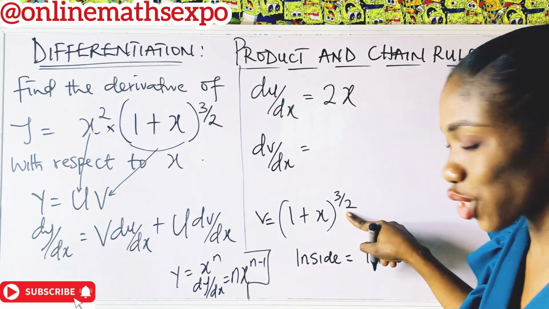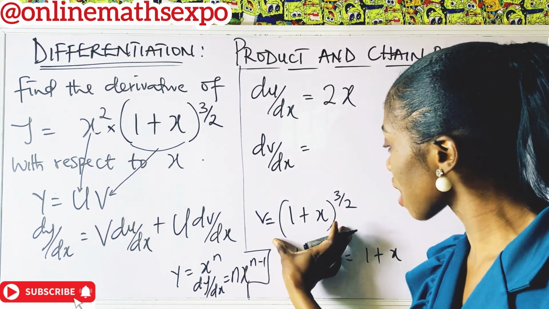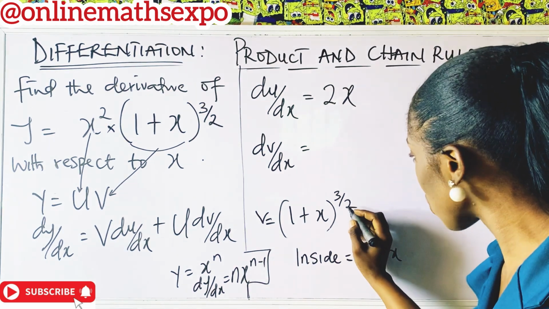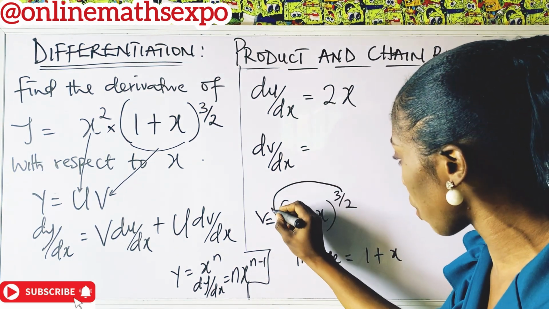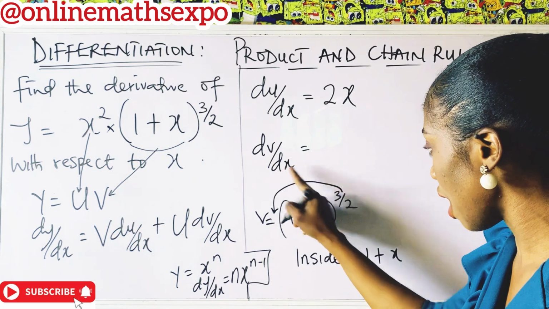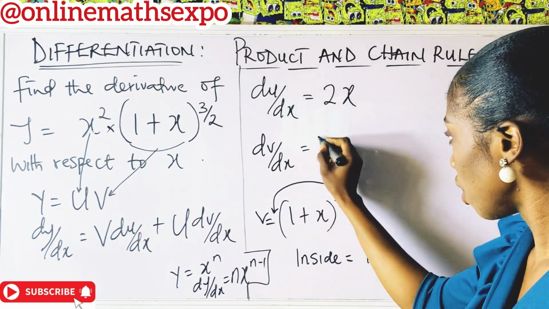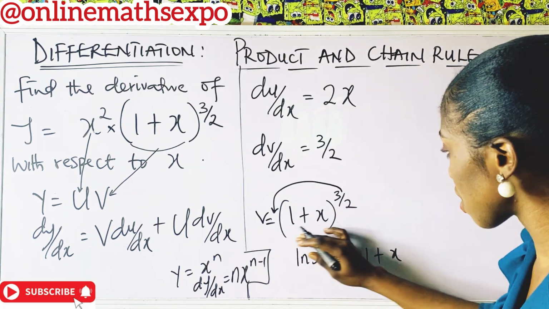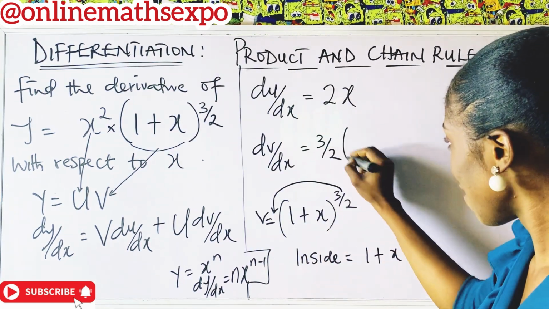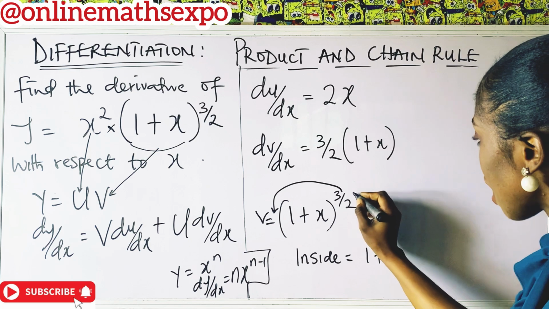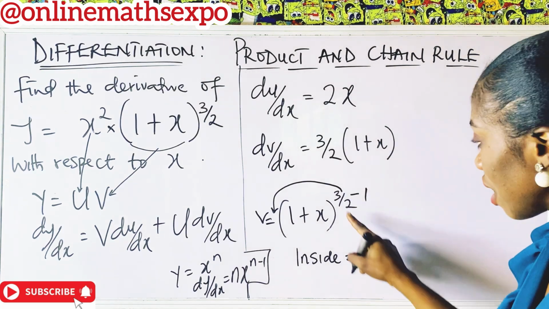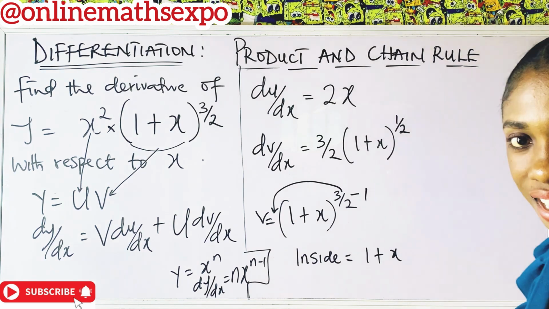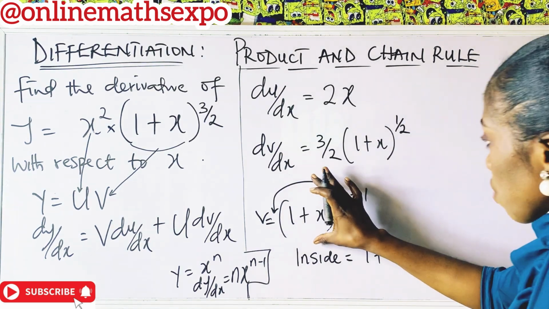So if you want to use your chain rule, you differentiate the outside, leaving the inside constant. Don't touch it. Now, in that case, you are going to use 3 over 2 to multiply. If you are going for dv dx, use 3 over 2 as the power. So we multiply, applying this rule here. We return this because we don't touch the inside. Okay, 1 plus x. Then take 1 from the power. 3 over 2 minus 1 is going to give us half. I hope that is clear. So that is for this.